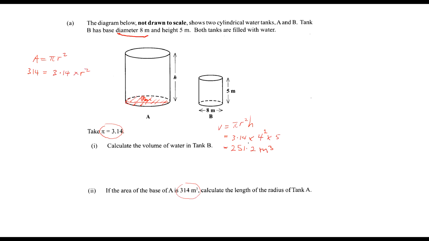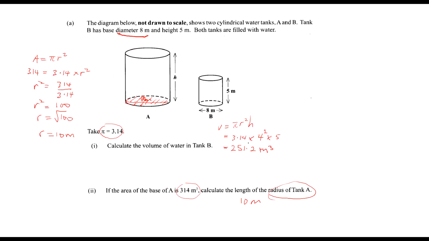multiplied by r squared. So r squared is equal to 314 over 3.14. So r squared is equal to 314 divided by 3.14, which is 100. So therefore r is equal to the square root of 100. Therefore r is equal to 10 meters. So the radius of tank A is 10 meters.